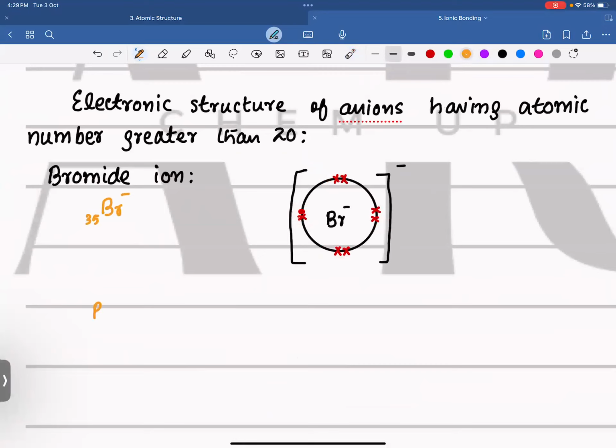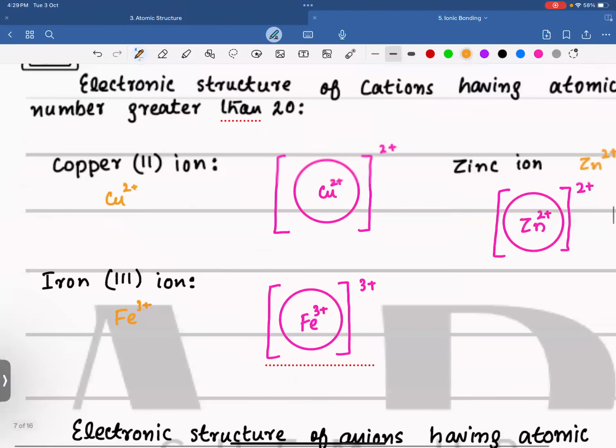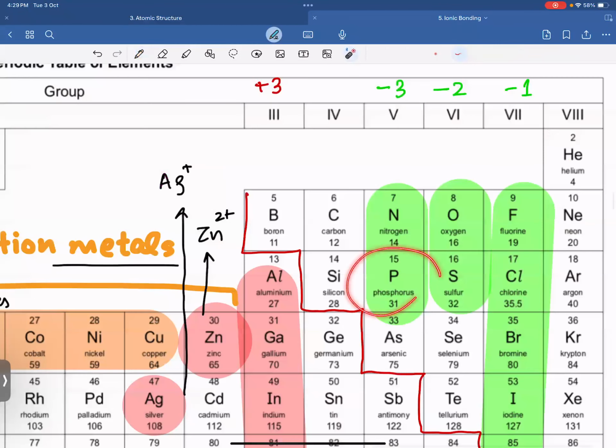For example, if there is confusion, have a look over here. Let me talk about phosphide. Phosphorus is 15, right? And when it becomes phosphide, where is phosphorus in the periodic table? Yes, in group 5. So how many electrons is it going to gain? 3. It has 5 electrons in its valence shell, as its group is 5. So to make 8 electrons in its valence shell, it will gain 3 electrons, right?